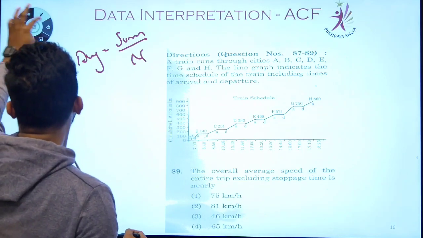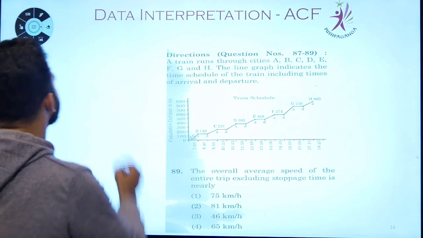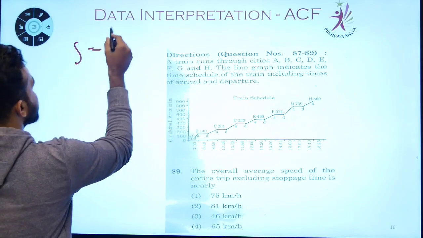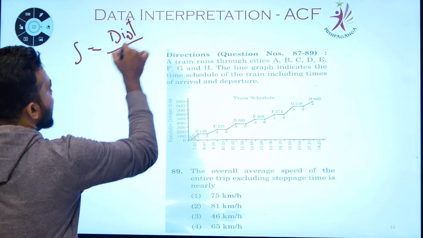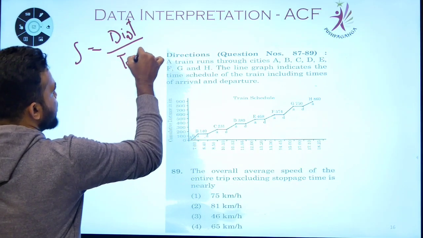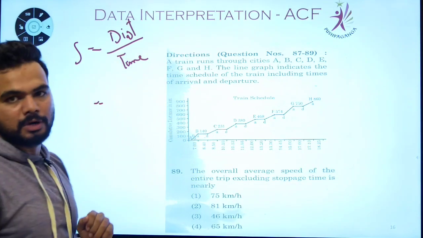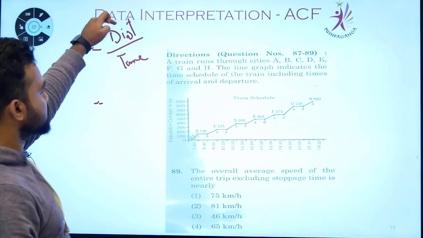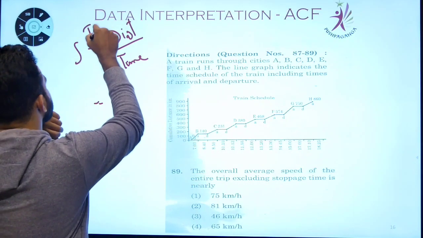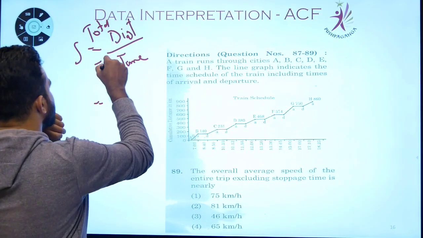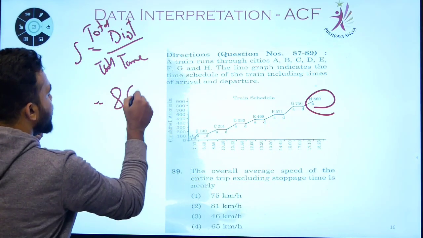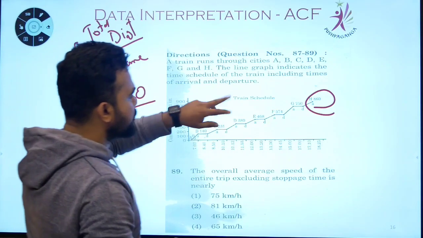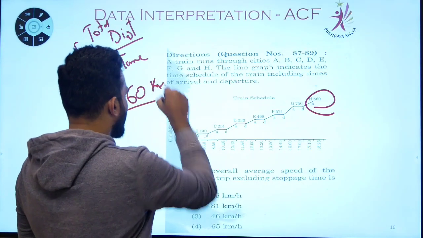So now we'll go with this. We know that average speed is total distance by total time taken. What is the total distance and what is the total time? We know that total distance is 860 kilometers. It has covered 860 kilometers. So now we need to calculate what the total time is.